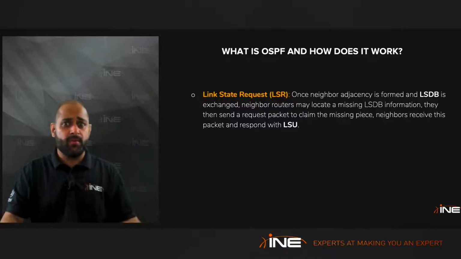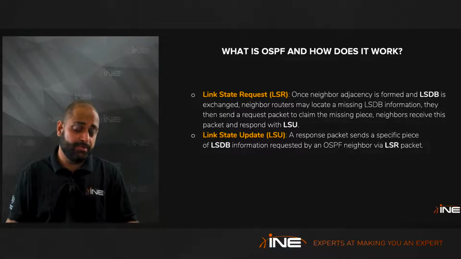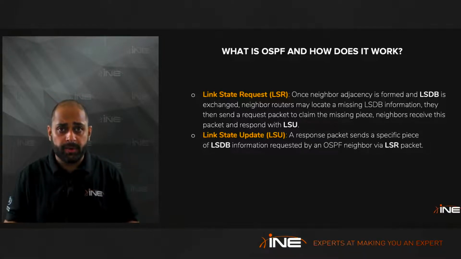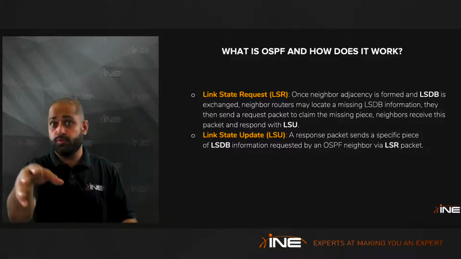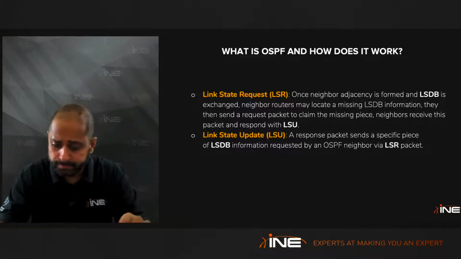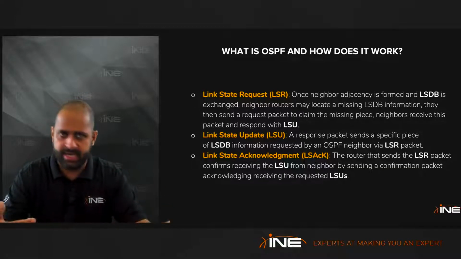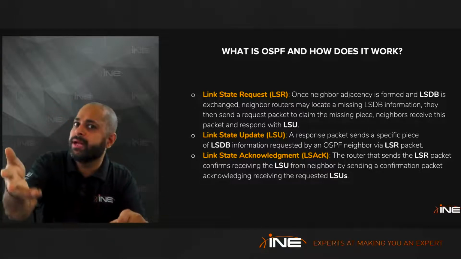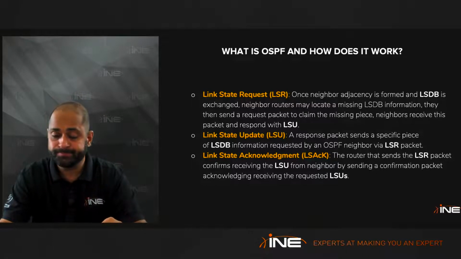Once I send you that request, you are going to send me back a link state update, which basically tells me, okay, here is your update and here is the missing piece of information that you did not have. That's my link state update. And then finally we have the link state acknowledgement. If I send you a request, you should acknowledge that, or if I send you an update, you should acknowledge that. That's my link state acknowledgement.